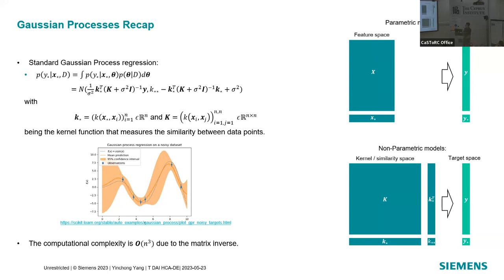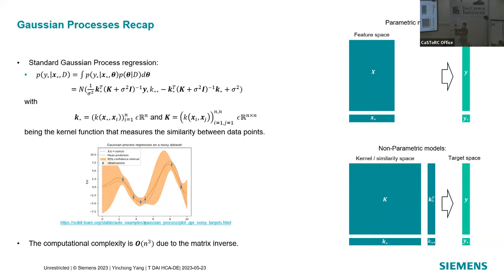So what is the difference between the Gaussian process as a non-parametric model and a parametric model, such as the neural networks that we are used to? With parametric models, what we try to learn is a mapping from the feature space to the target space or output space. And with non-parametric models, what we try to do is to map from a similarity space or kernel space to the target space, meaning that the prediction that we make for a new data point depends only on the similarity of this new data point to all the training samples that we have.